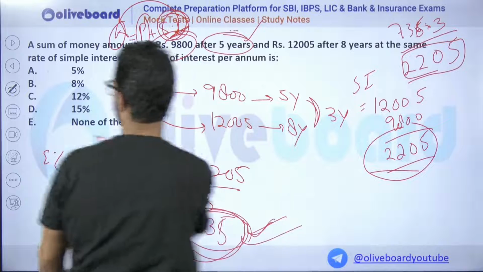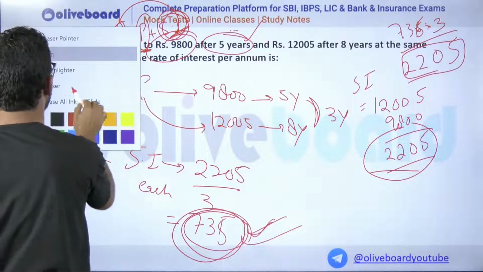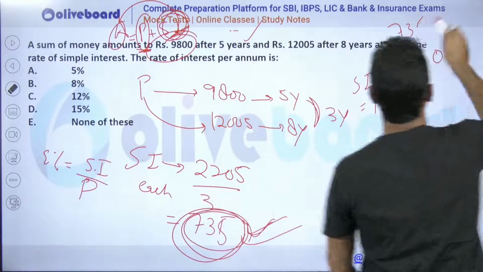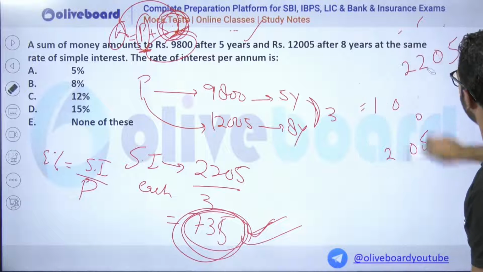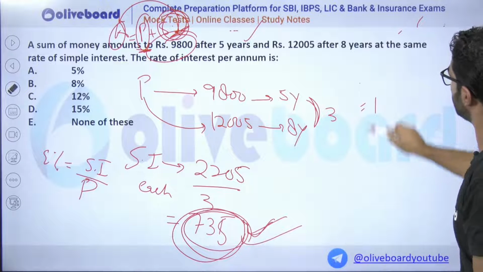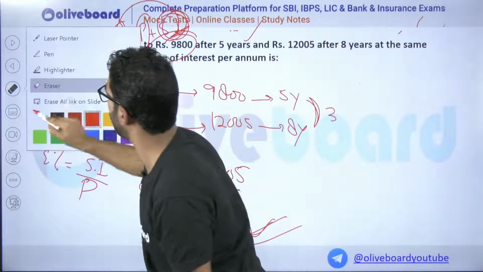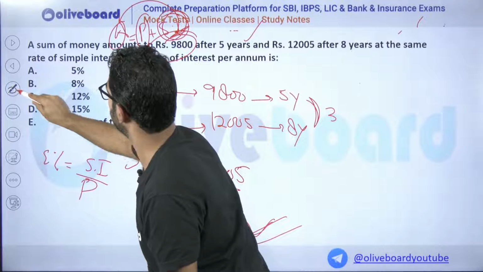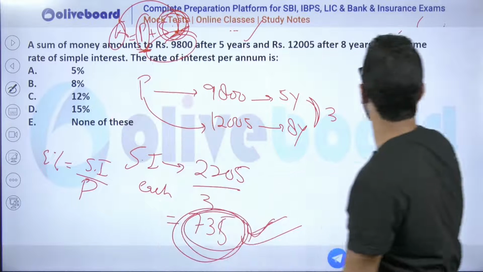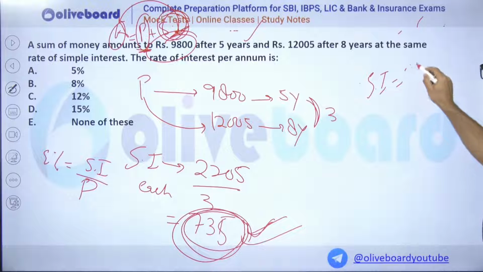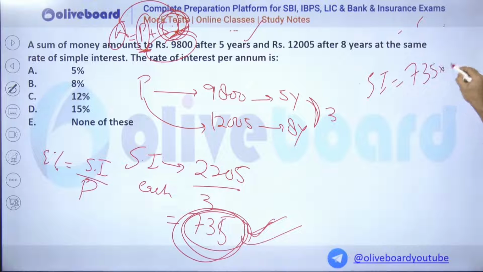Sir, not 3 years, my dear, we have to take 5 years. It is given for 5 years. Okay, give me the 5 years, how much? Sir, the 5 year calculation will be 735 multiplied by 5. Yes, so I got the simple interest. 735 multiplied with 5, how much do we get?